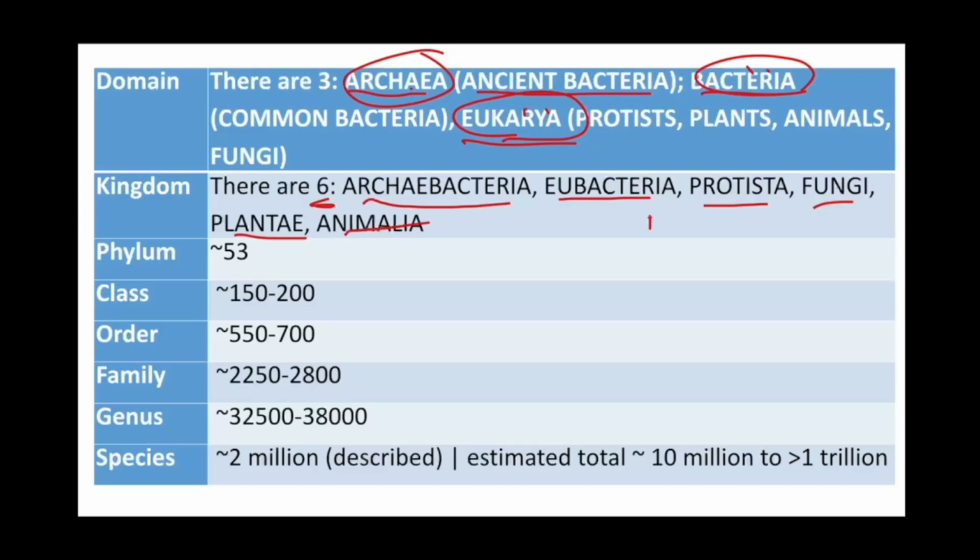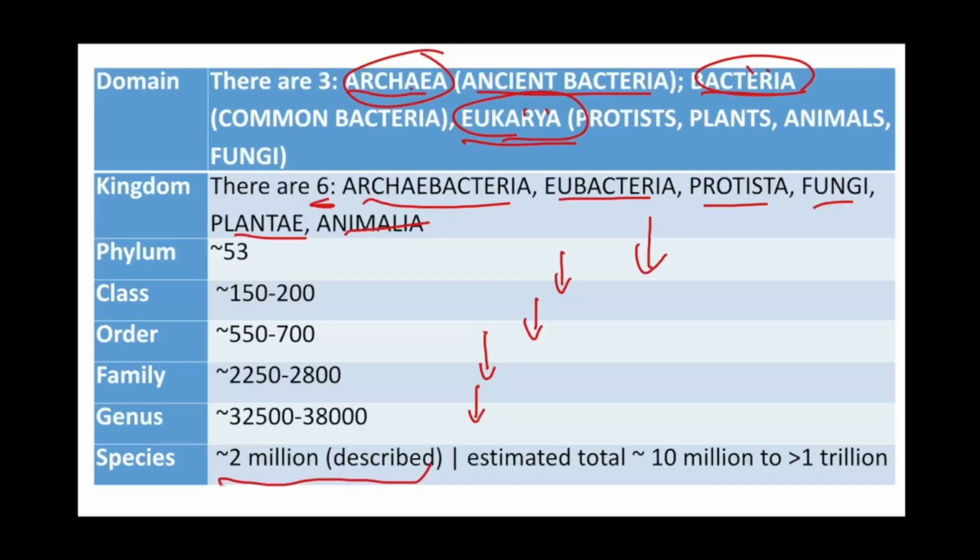And then we move down into broader and broader categories, more and more specific categories. So phylum, there are 53. Classes, there's 150 to 200. Now, this is how many different categories there are. So you can imagine how many organisms fit into each of those categories, right? 175 classes could have thousands of organisms. Orders, 550 to 700.